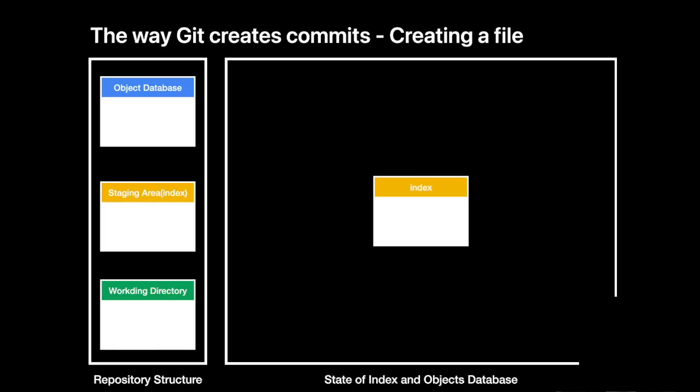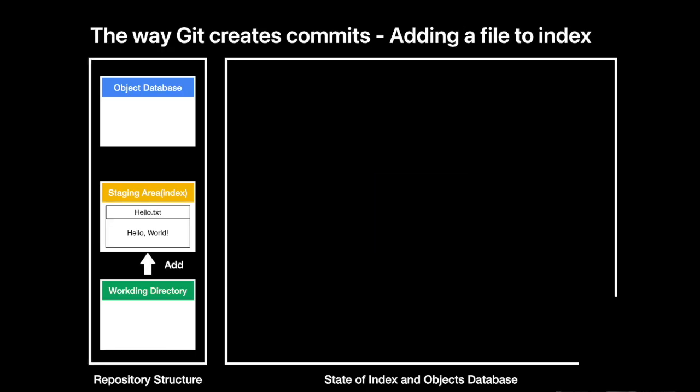The left side of the diagram represents the repository structure, and the right side shows the state of the index and the object database. Currently, the working directory contains the file named hello.txt with the content hello world. This file is not yet tracked by Git. The detailed state of the index can be seen in the diagram. Since there are no files being tracked by Git at the moment, the index is empty.